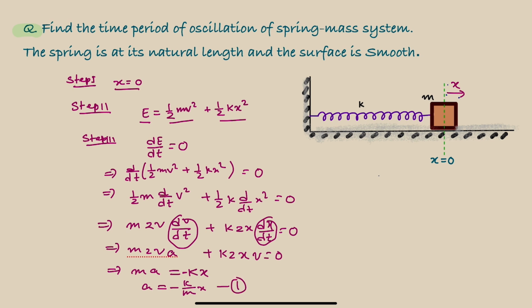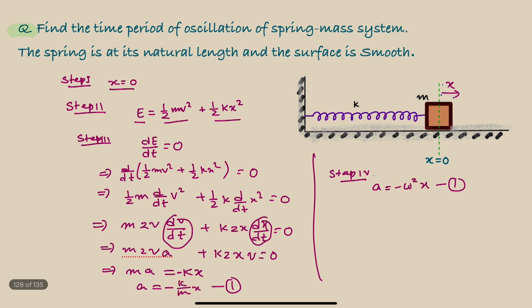So what we have to do in the last step, in step number 4, we will compare this equation with the standard linear simple harmonic motion equation, which is this one. So here we have k by m, here we have omega squared. Once we compare both the equations, we are getting omega squared equal to k by m. So omega will be equal to square root of k divided by m.